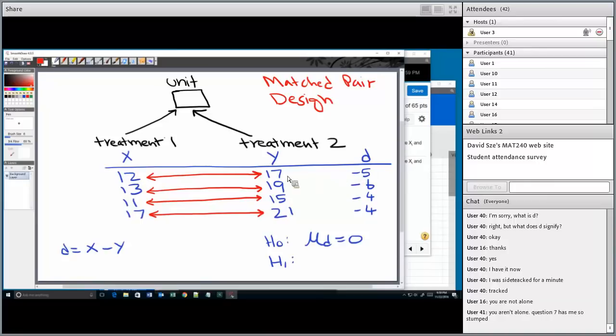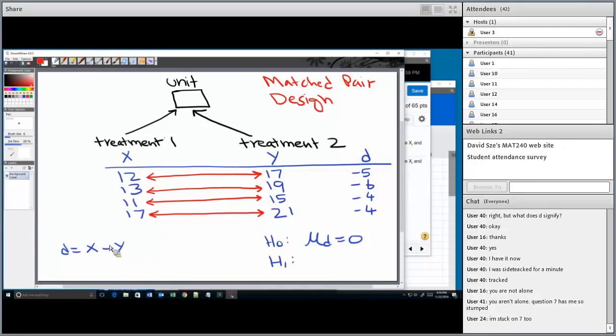And so what you have to do is find your D like this. It's just the difference between X and Y. X minus Y is D. And then when I say mu D equals 0, what that means is you take the average of the differences, okay? Take the average of the differences.